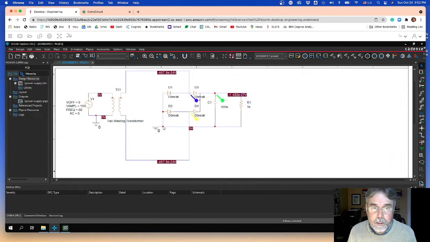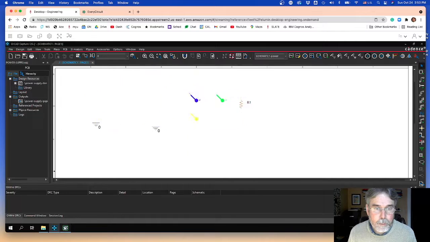So ground is at the anode of these two diodes, and the top of the capacitor is at the cathode of these two diodes. And then, depending on the phase of the transformer, the diode is either going to be blocking or conducting on any given cycle. Then the other probe, the green probe here, is at the high voltage side of the capacitor and the load. Okay, so let's go back here and look at this.